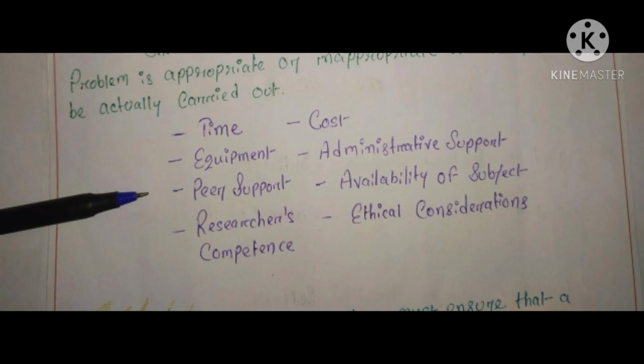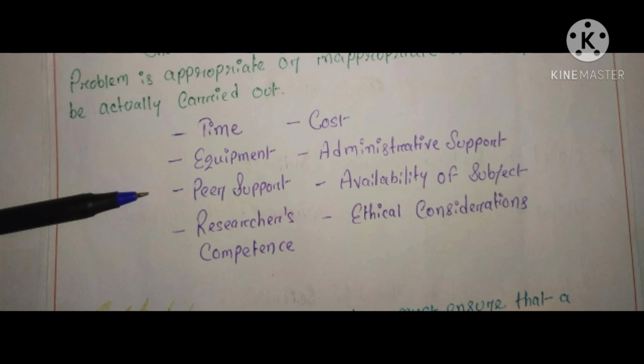First, how much time your study will take. Second one is equipment, will you find and afford all the equipment or not. Third one is peer support, do you have your peer support or not. Fourth one is researcher's competence, means whether you are competent enough. And then cost, whether it is affordable for you or not. Then administrative support, availability of subjects, and last but not the least, ethical considerations. I hope all the points are clear.